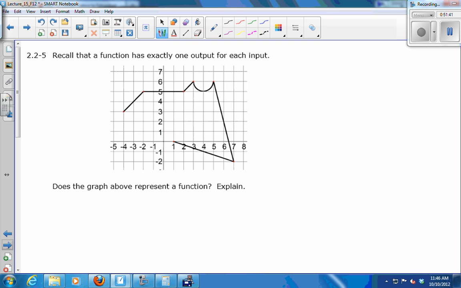Okay, last little thing. Hopefully we'll finish up. Remember, a function has exactly one output for each input, so is this graph a function? No, there are lots of places where, say at 4, I have 2 different outputs. 2 y values for a single x value, not okay. Each x value can only have one y value associated with it. You can only have one output. This one has multiple.